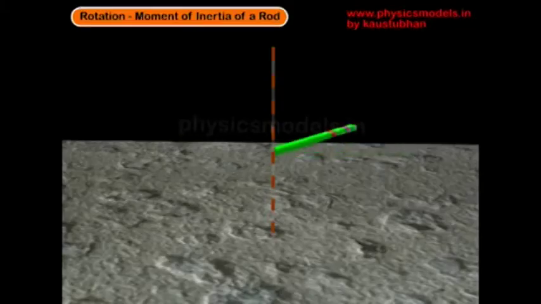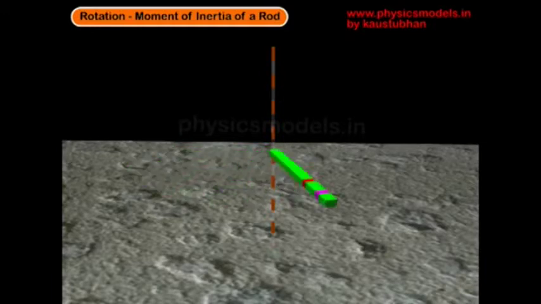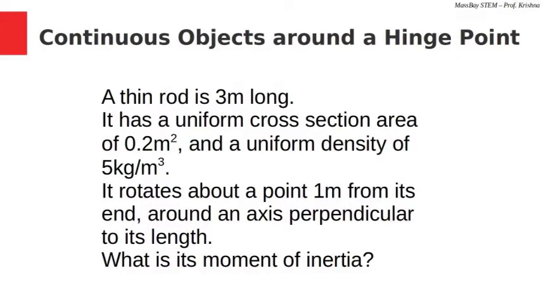For the object to rotate about a point that isn't the center of mass, it has to be hinged there. In these cases, we again place the origin at the center of rotation of the object. Consider this example. A thin rod is 3 meters long. It has a uniform cross-section area of 0.2 meters squared and a uniform density of 5 kilograms per meter cubed. It rotates about a point 1 meter from its end, around an axis perpendicular to its length. What is its moment of inertia?